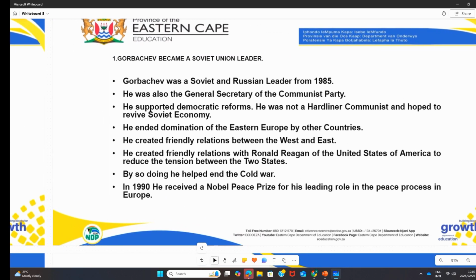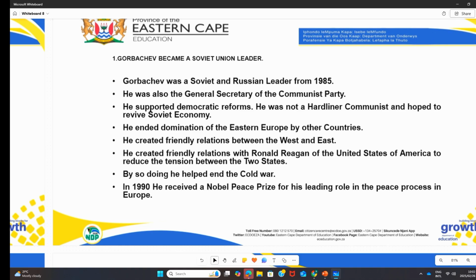Now, when Gorbachev came to power in 1985, he was the general secretary of the Communist Party. And when he came to power, what he did was to support democratic reforms. Democratic reforms means changes that he believed in. Bear in mind that by that time, Russia was a very stubborn country which did not want reforms. And he was a different leader. He was not a hardliner communist like his predecessors, and he hoped to revive the economy with these reforms.